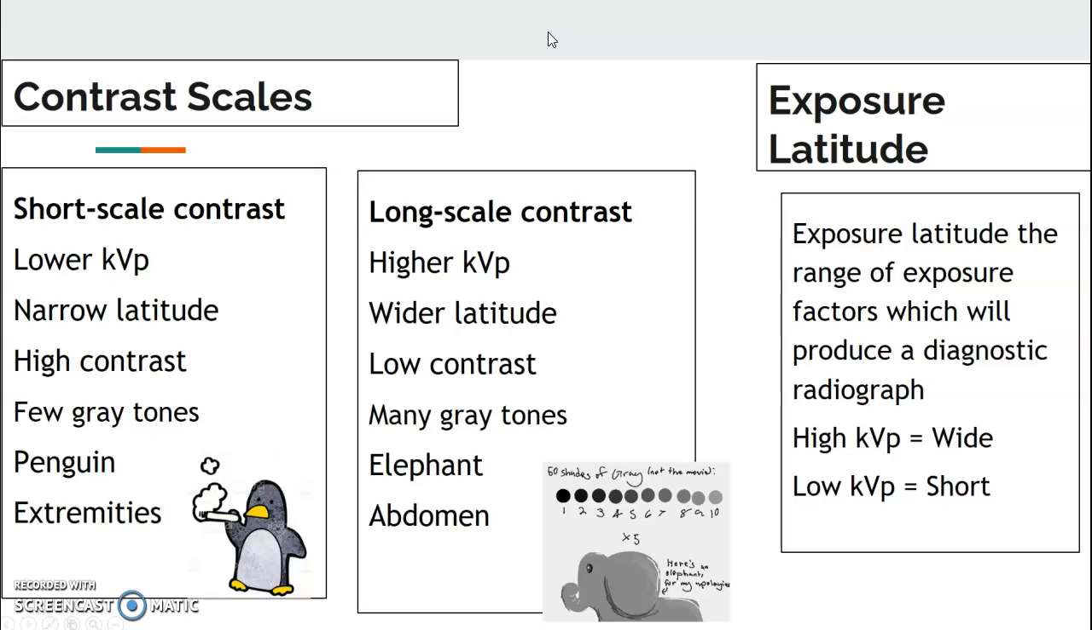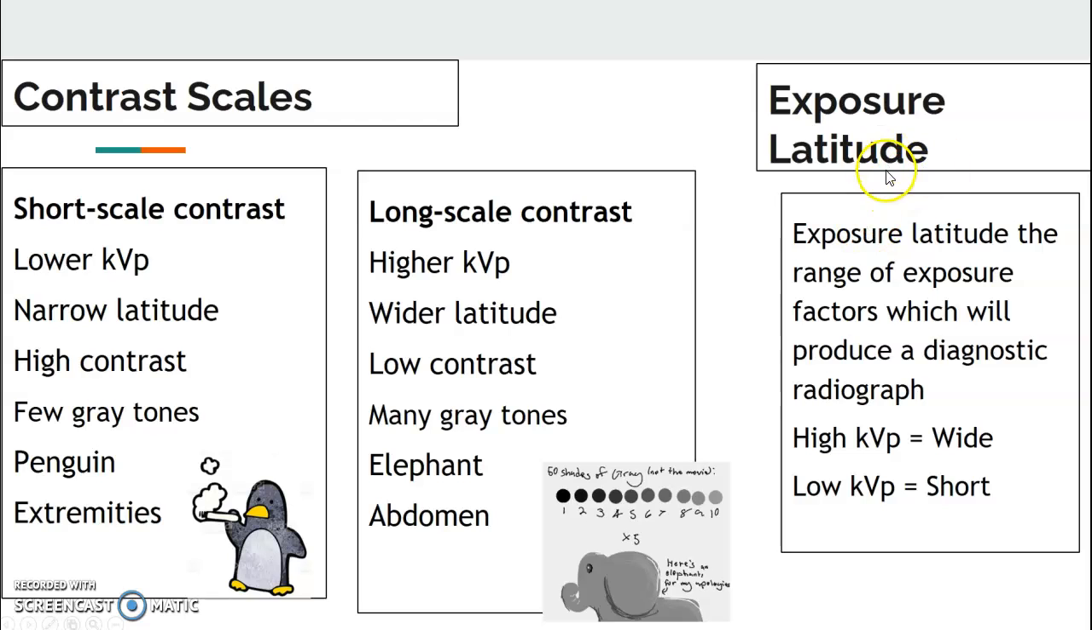Just a reminder of the contrast scales, short scale versus long scale. And you guys remember these from way back, foundations and equipment, I'm sure. Short scale contrast is low kVp. And remember your short little penguin, he likes to get high because it's considered high contrast, right? He's mainly black and white, very limited amount of gray tones. Long scale contrast is your big gray elephant. You need high kVp. It's considered low contrast. This would be something like an abdomen where there are a lot of different densities of the parts.